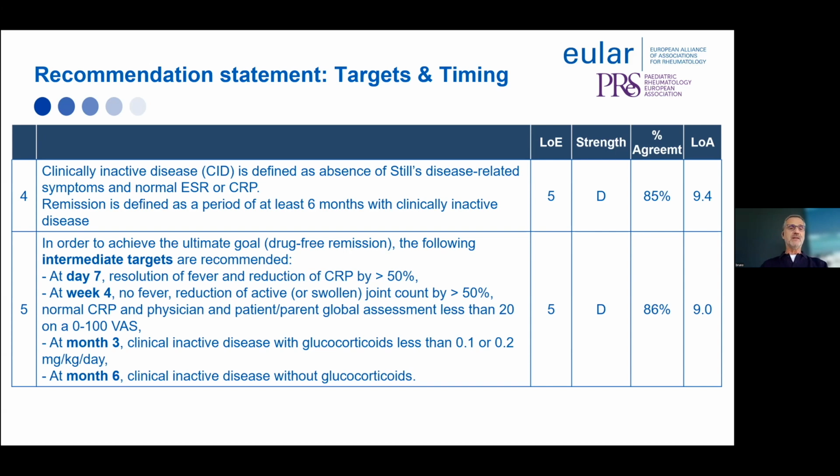So we identified at day 7 that we want to have no fever and a substantial decrease of CRP. At week 4, no fever, reduction in joint symptoms, normal CRP, and the physician and parent/patient global assessment need to be below 20 on a 0 to 100 VAS. At month 3, we want a clinically inactive disease with a low dose of glucocorticoids. And at month 6, clinically inactive disease, but we don't want glucocorticoid anymore.